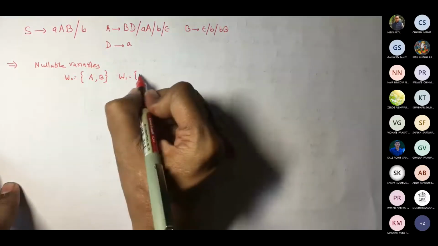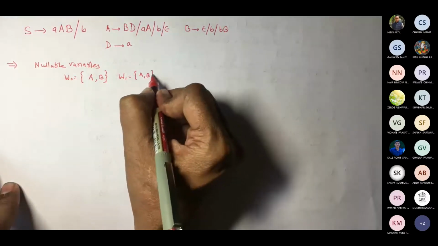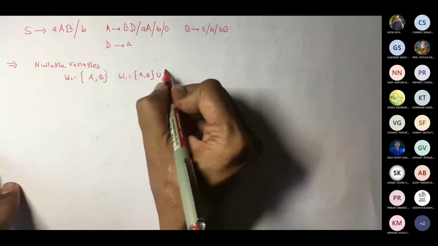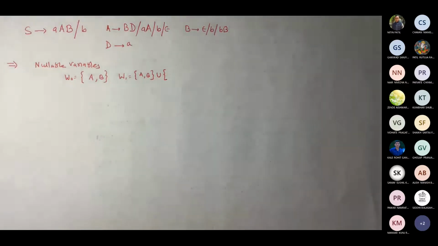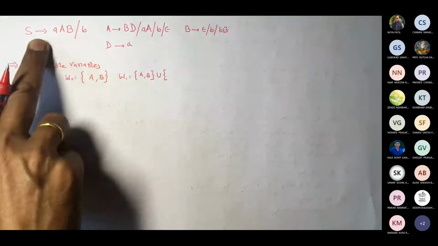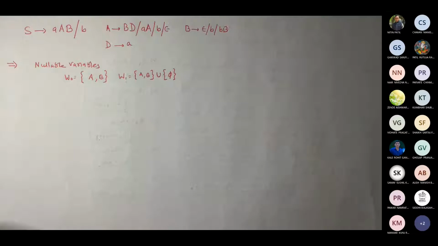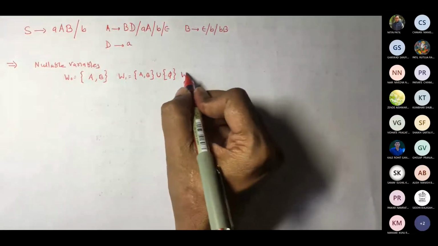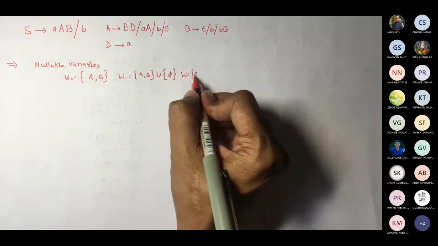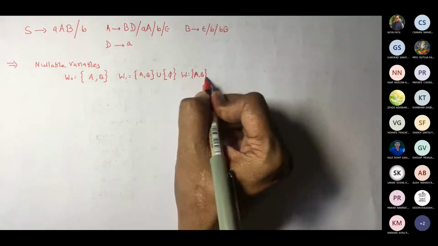W1 equal to W0. Now try to see whether A and B alone are appearing in any of the productions here. So it is not, correct? A and B together are not appearing alone without any terminal. They are not occurring because they are occurring with terminal. So S cannot be nullable. That's why this remains phi. Correct. So you get nullable variables W equal to A and B.